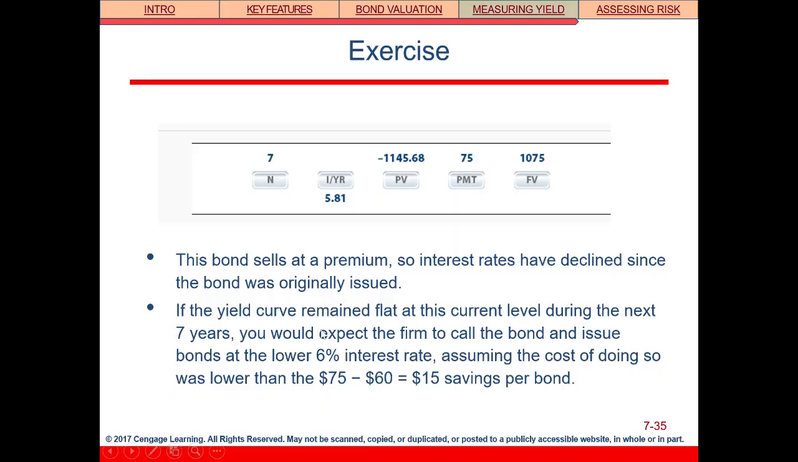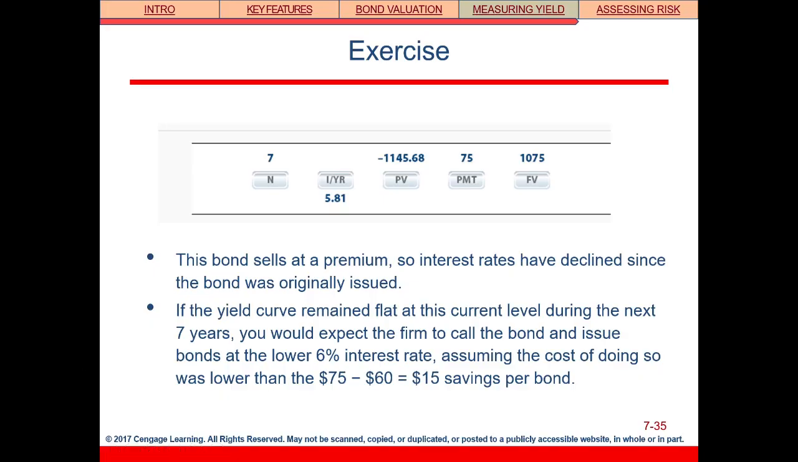If the yield curve remained flat at this current level during the next 7 years, you would expect the firm to call the bond and issue bonds at the lower 6% interest rate, assuming the cost of doing so was lower than the 75 minus 60 equal to $15 savings per bond. So this is basically considering the price difference and the cost of issuing a new bond and everything. But let's just have this as the assumption.